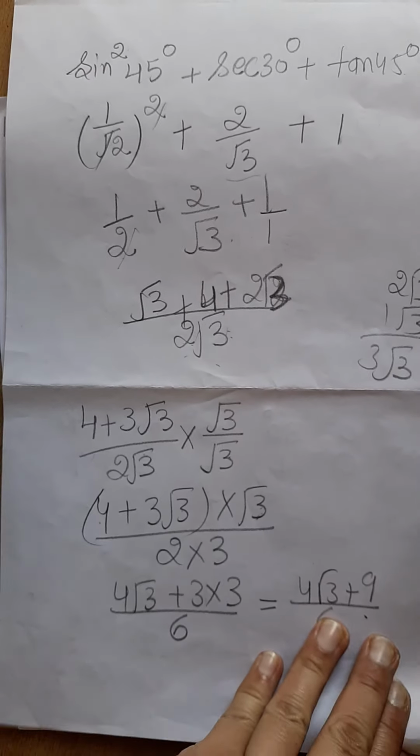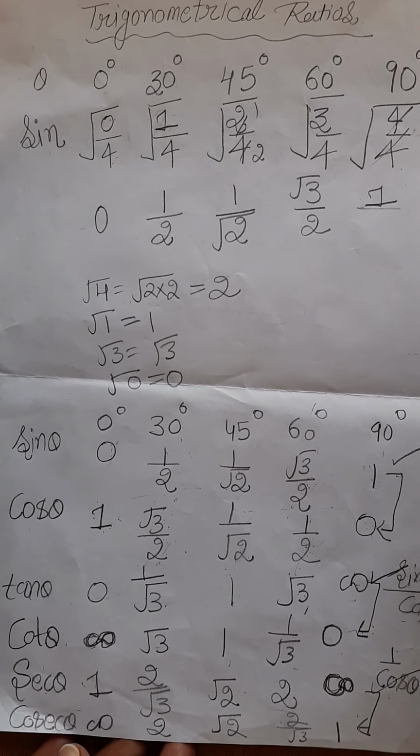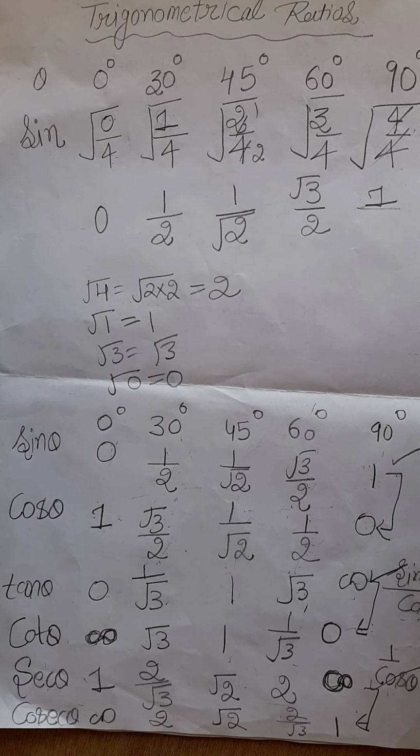So, this is our T ratios table and there is one example of it, and we will discuss its other types in my next videos.